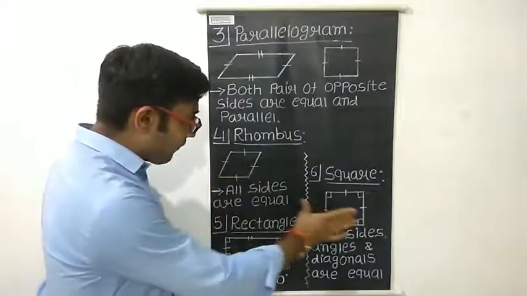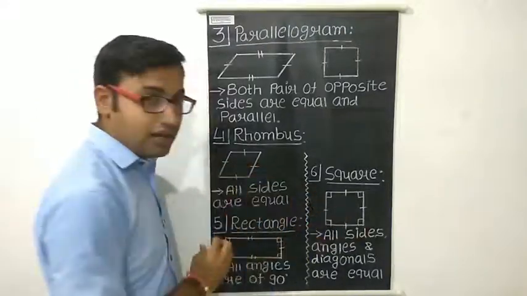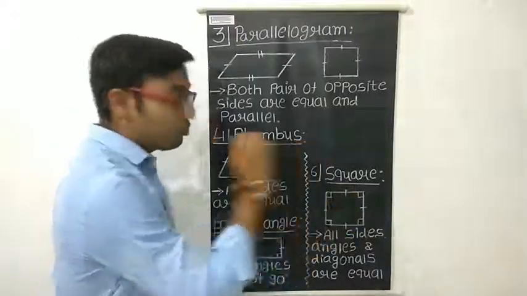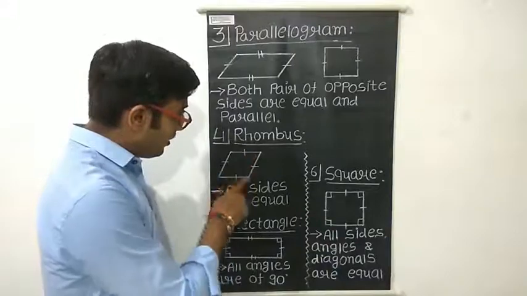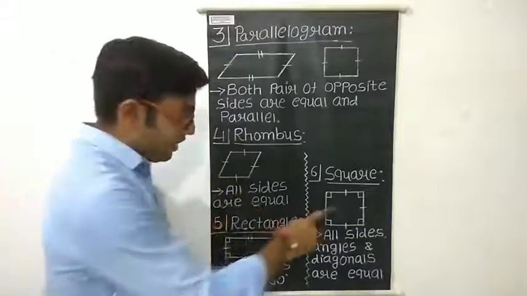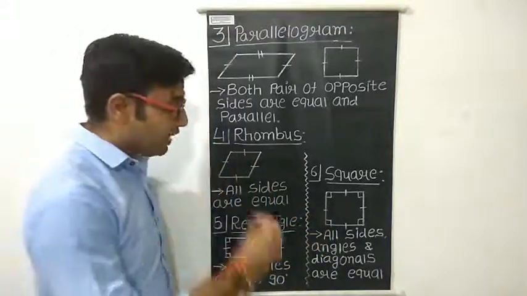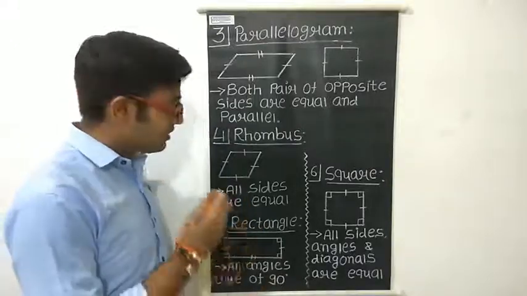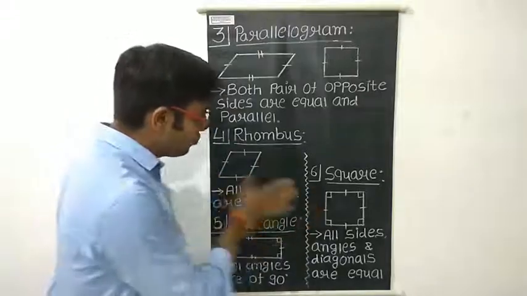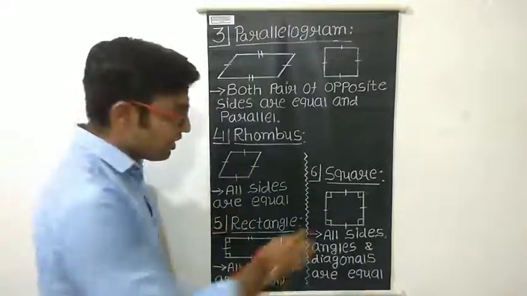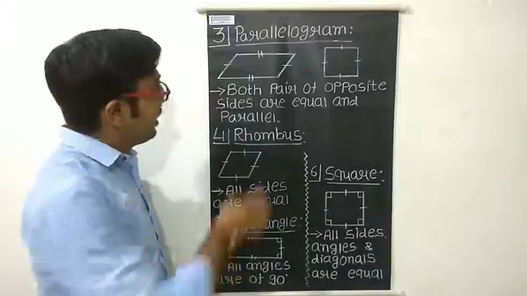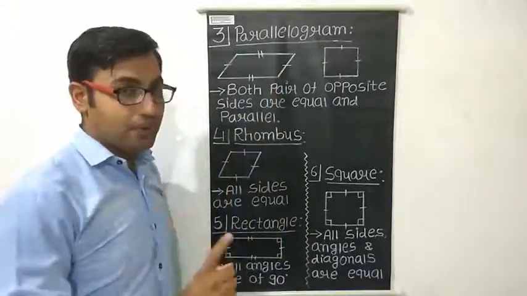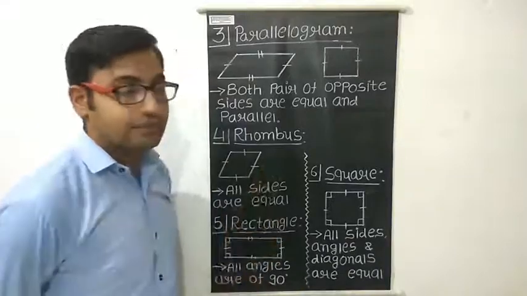So this is the basic difference between rhombus and square. Notice that a rhombus has all sides equal and a square also has all sides equal. But here none of the angles is of 90 degrees, and in this square all the angles are of 90 degrees. So notice and keep these things clear in mind: these two shapes have only one difference, that of angle. And these two shapes, parallelogram and rectangle, also have one difference, and that is of 90 degrees.